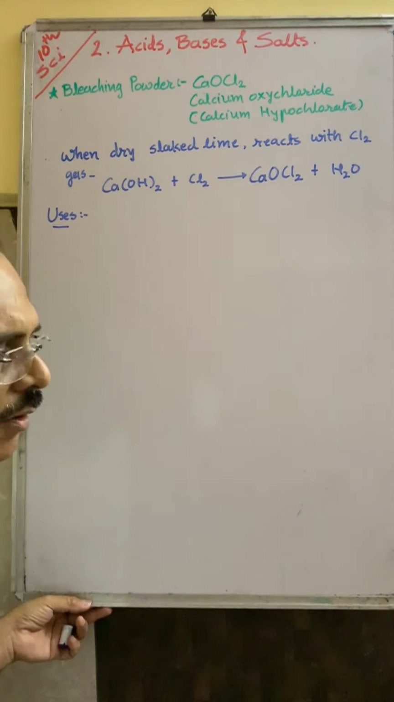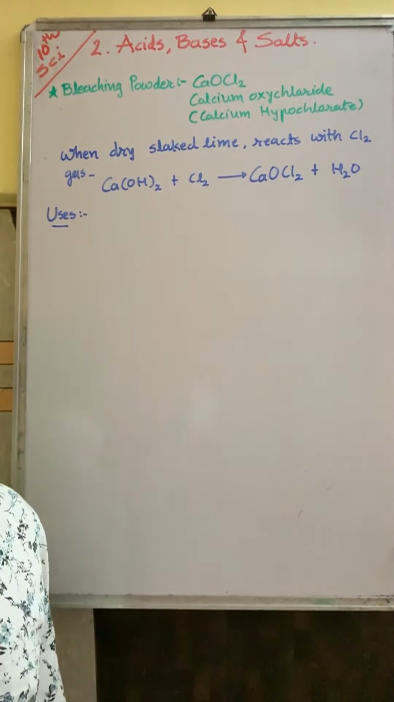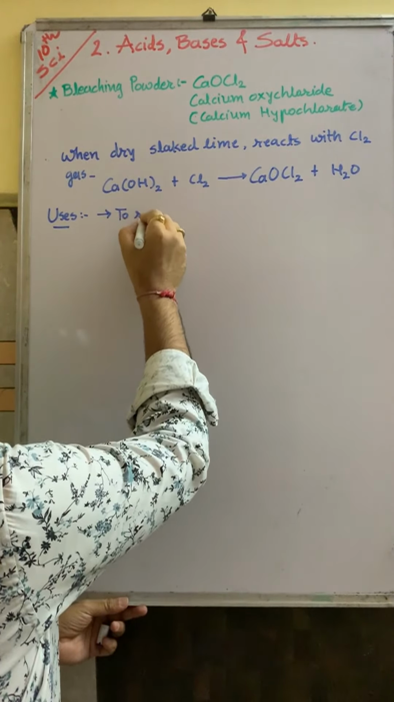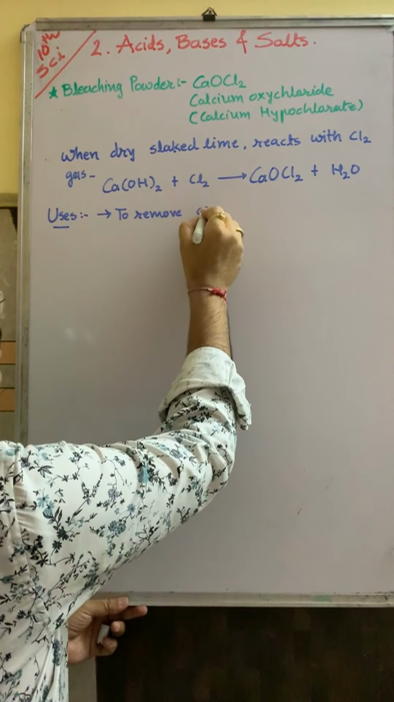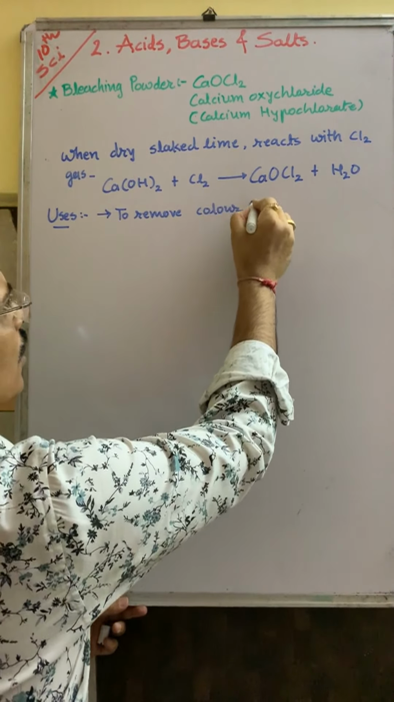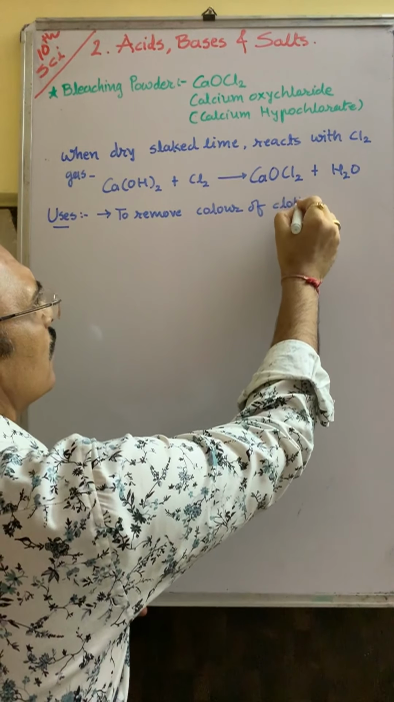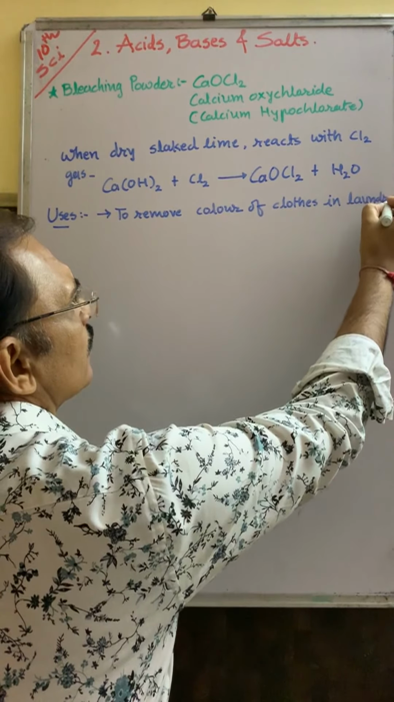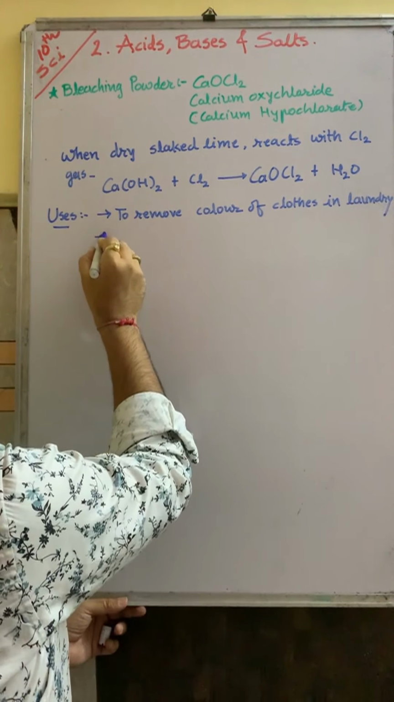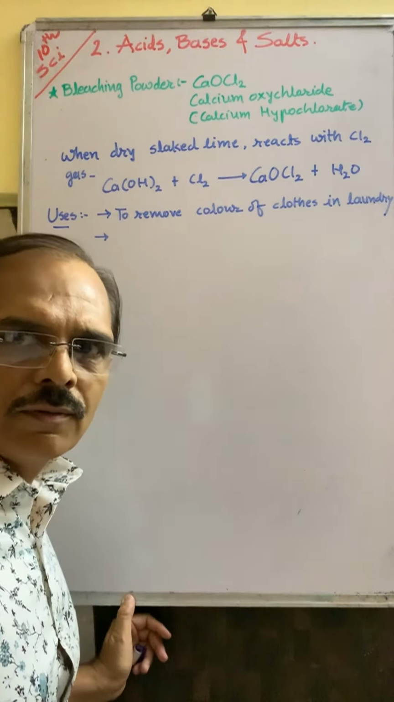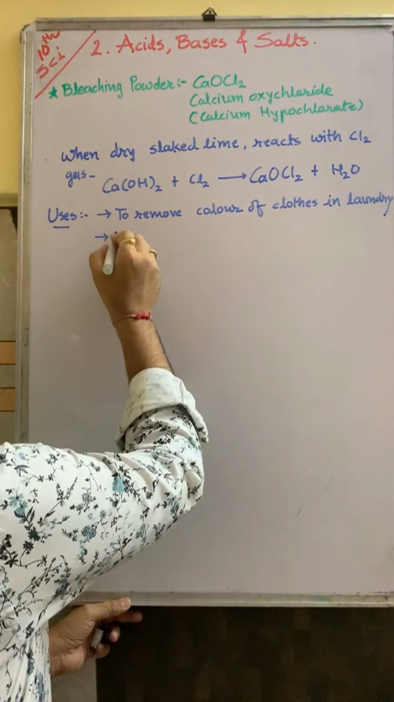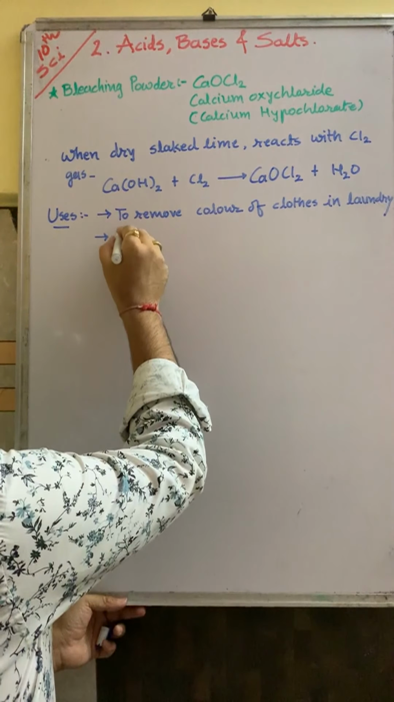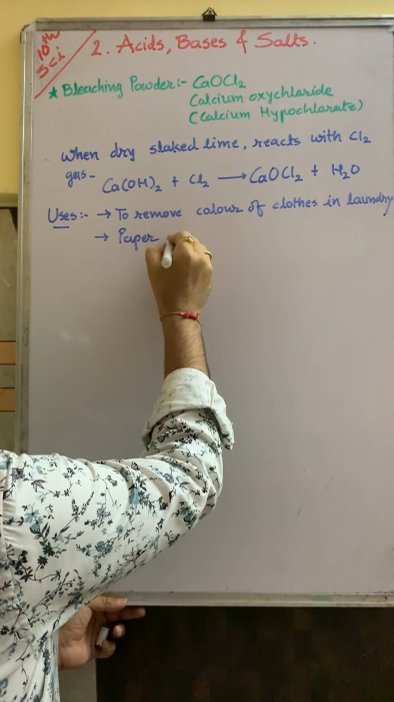Very well known bleaching powder is used to remove color of clothes in laundry. It is also used to remove the yellowish tan of paper, and the paper converts into white paper. That's why we write here it is used in paper industry.